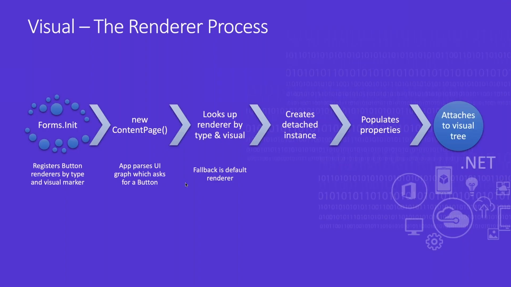So here's the renderer process. When Forms init is called, Forms is going to register button renderers by type and by visual marker. What you've seen previously was it was just by type. But now we have a visual marker. So you could conceivably have multiple visual design dependencies within your project, and you can mix and match them, and you can also specify a fallback, an order of usage. So in this case, it's going to look at our dependencies, and it's going to see that we have a material registered button in addition to the Xamarin.Forms default button.